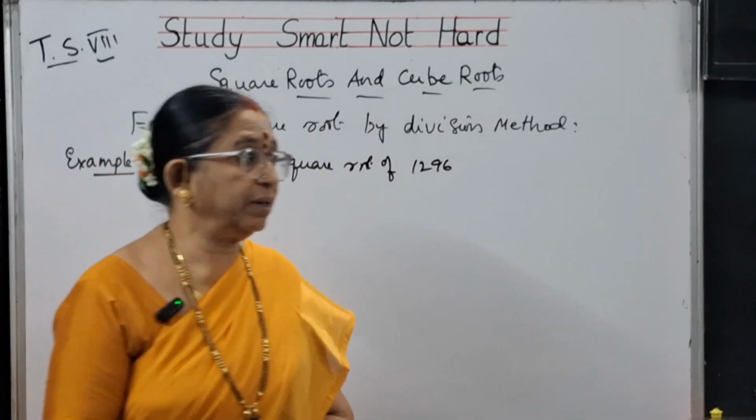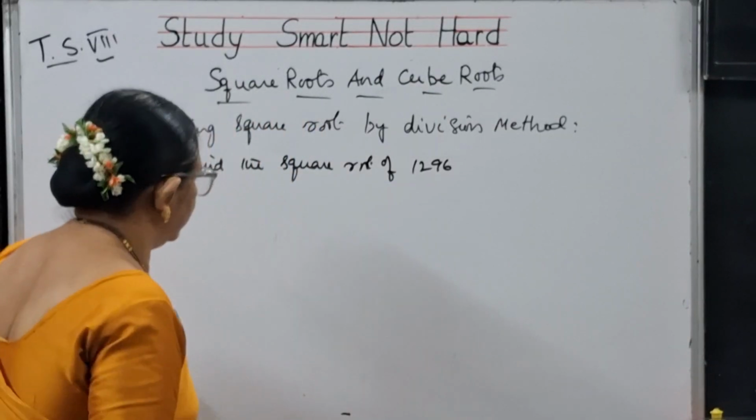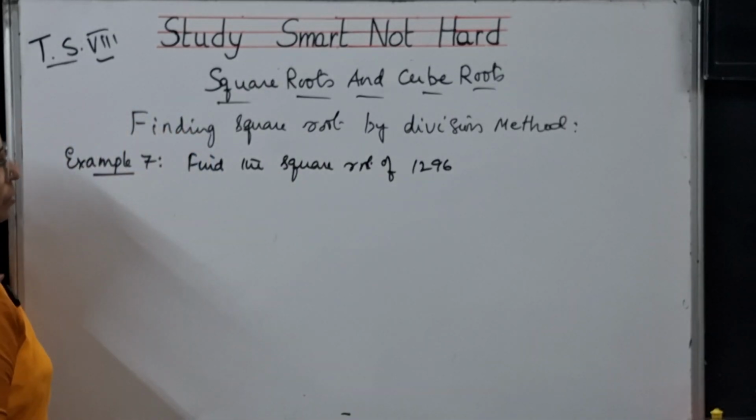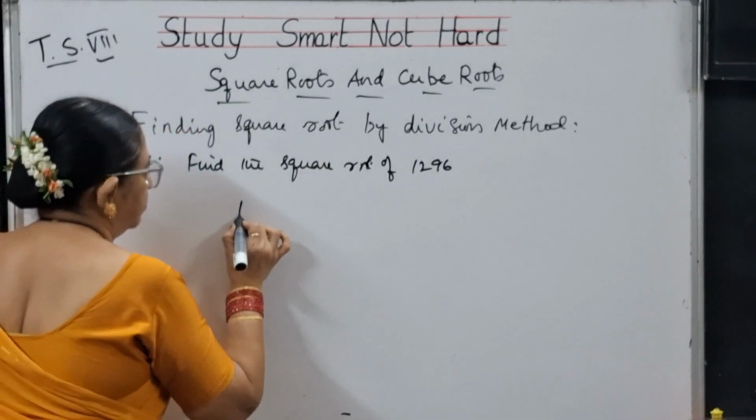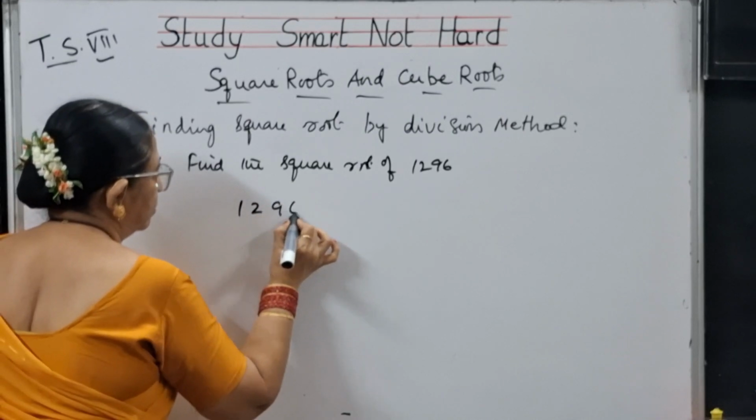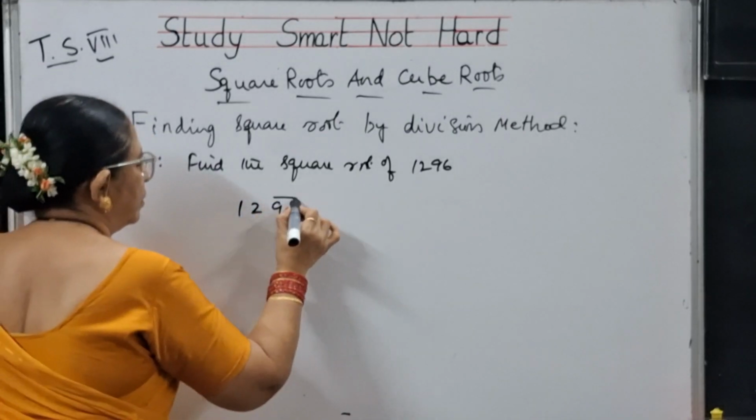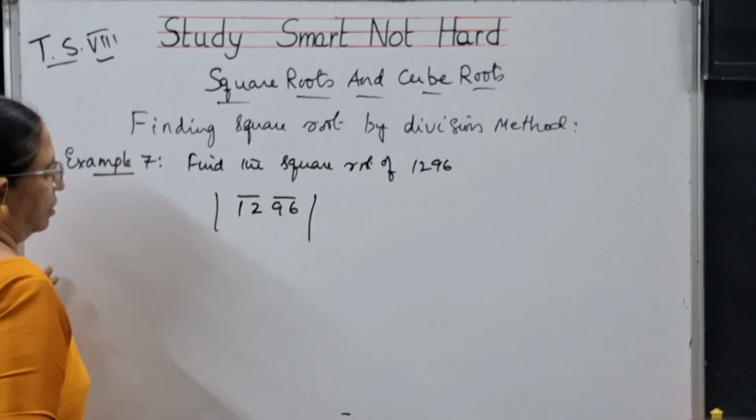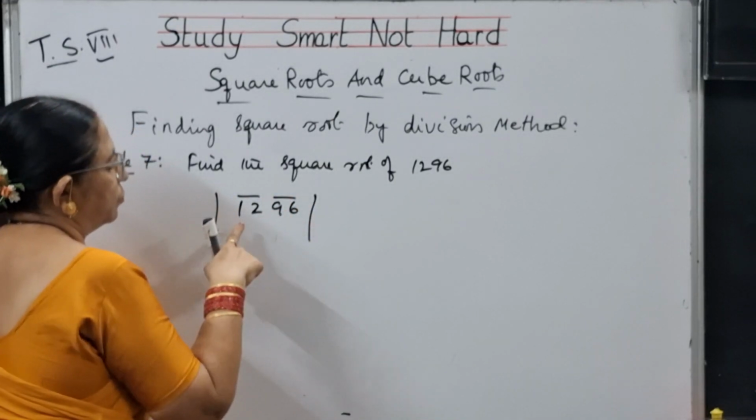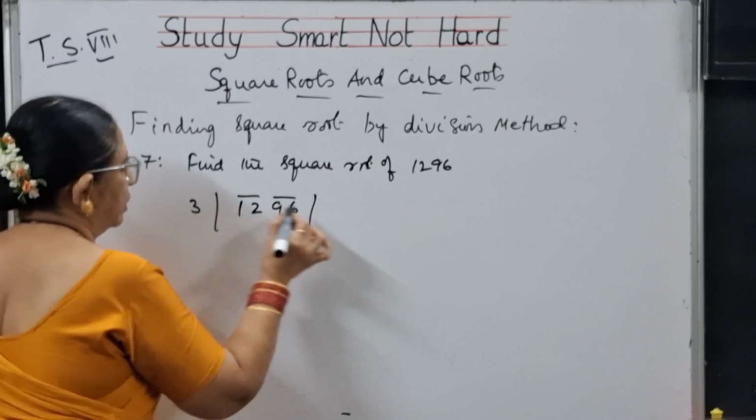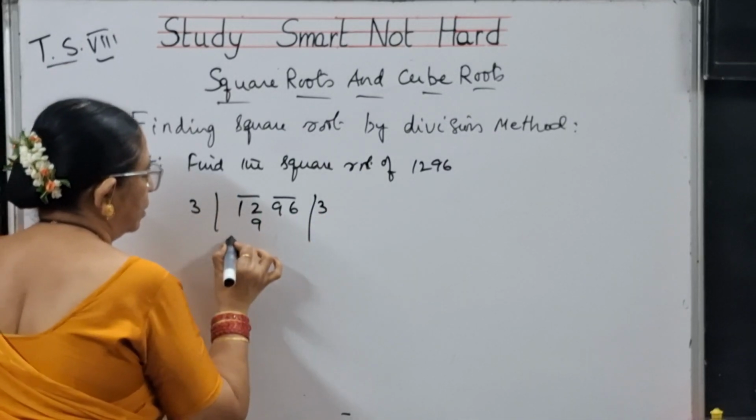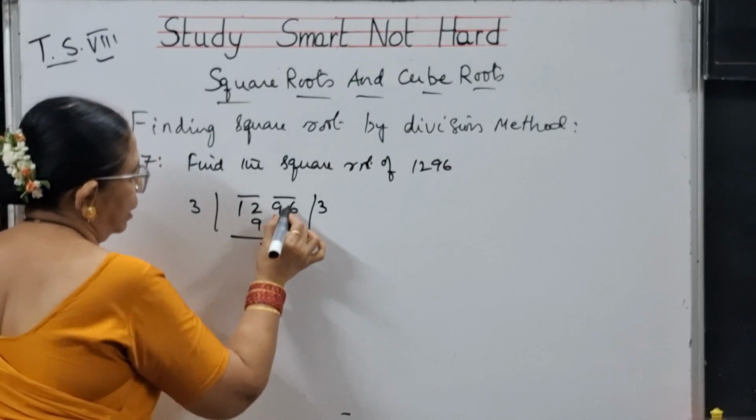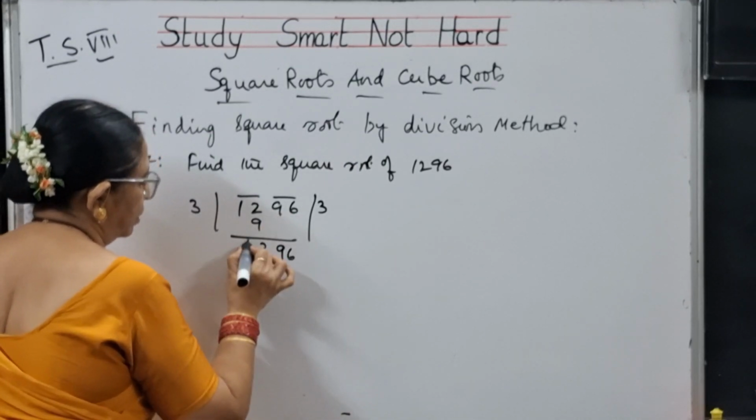Now let us go for the example sums for these children. Example 7. Find the square root of 1296. So let me take 1296. As I said, take two digits as a group. Now I should search for a divisor. 3 3s are 9, 4 4s are 16 is more. So 3 3s are 9. How much am I getting? 3. 3 and 96 as it is, I have to take.